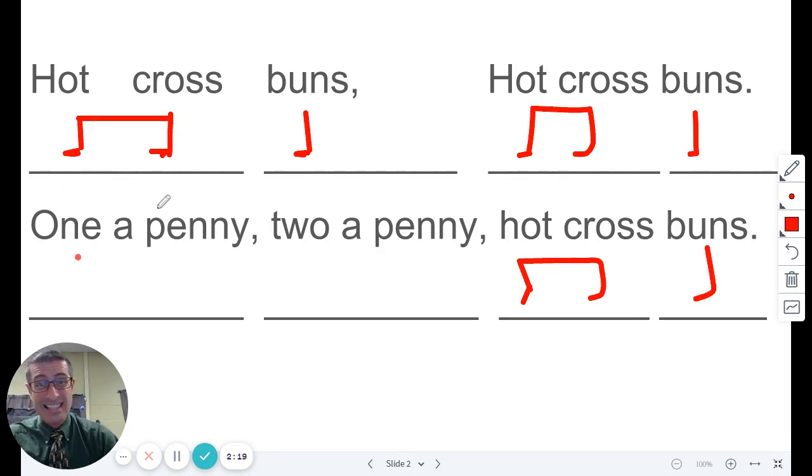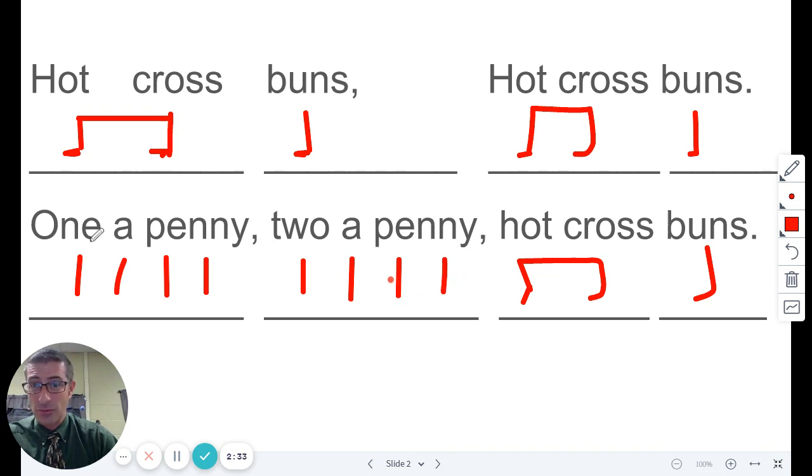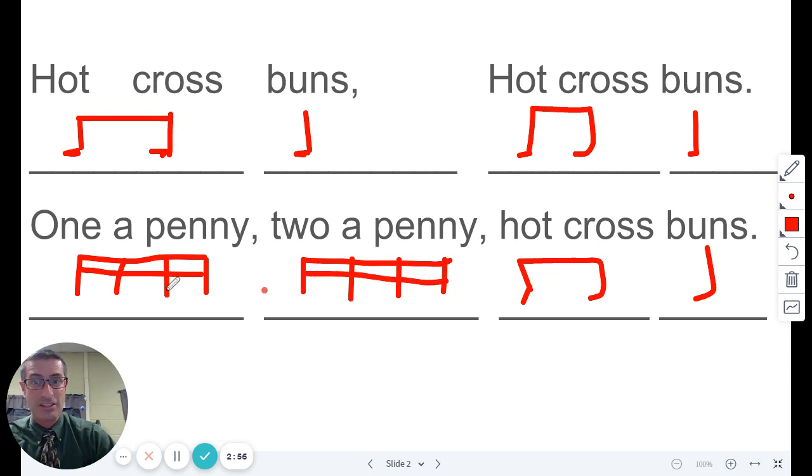Now then, last time we looked at these two beats: one a penny, two a penny. And we said, one a penny had four syllables on that beat. Two a penny also had four syllables on that beat. Since they're all on the same beat, they had to be joined together. When we join them together like that, it shows us they're on the same beat. But since there are four syllables on that beat, it's not just two syllables. If we have two syllables on a beat, it gets one line to hook it together for TT. But if there's four syllables on a beat, we've got to do a double line to hook it together like that to show those beats are divided into four equal parts.